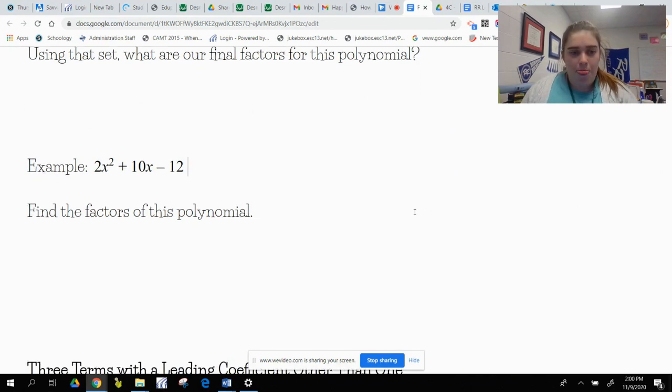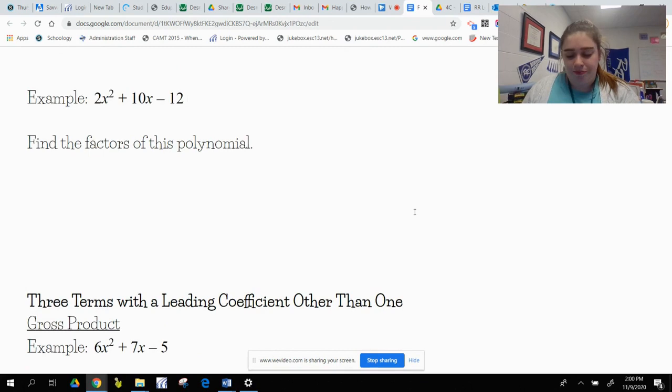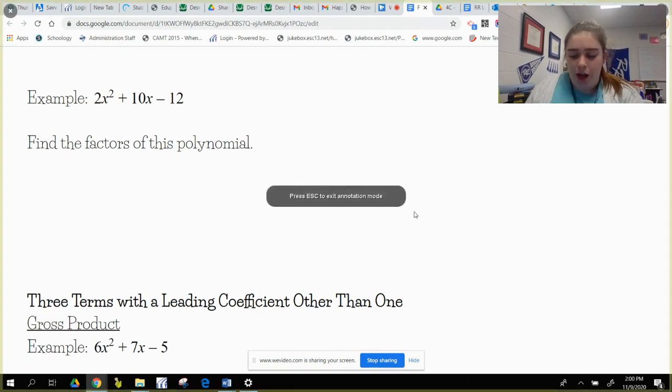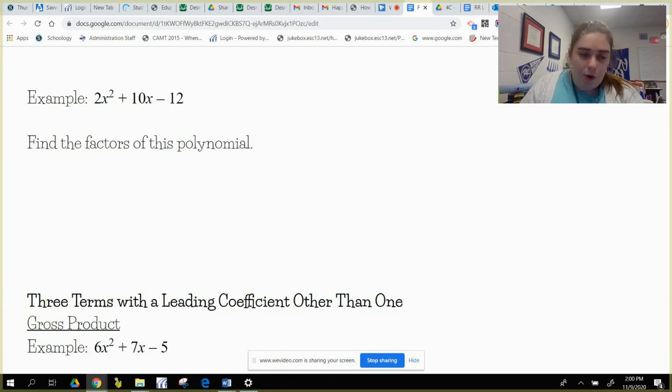All right, so let's look at this example right here. Okay, so remember the very first thing we need to do is check for that greatest common factor. Right away, I can see that all of these terms can be divided by 2, right? Even the first one, which is 2. So if we take a 2 out of everything, then we're going to be left with x squared plus 5x minus 6.